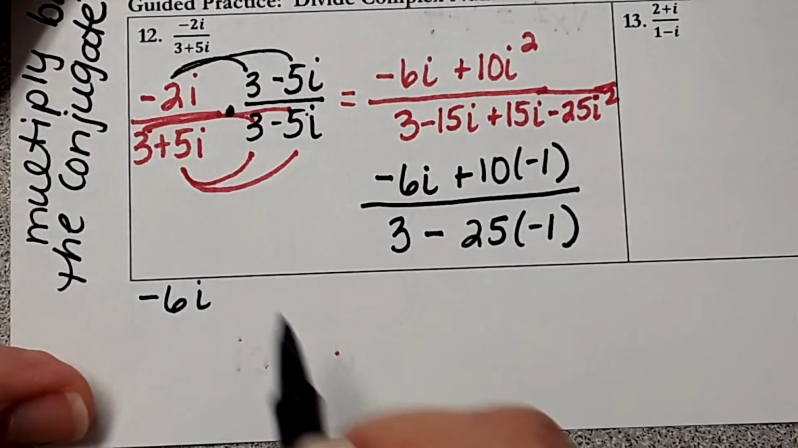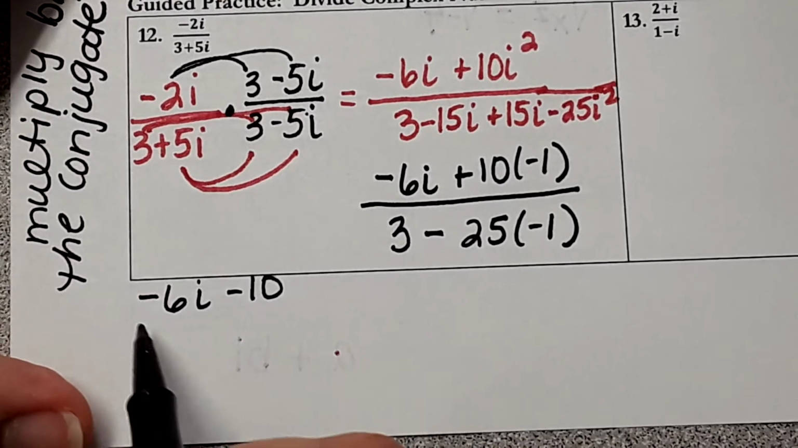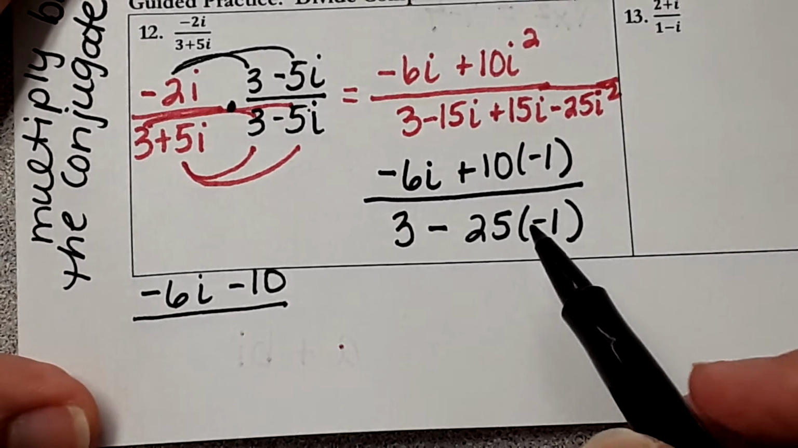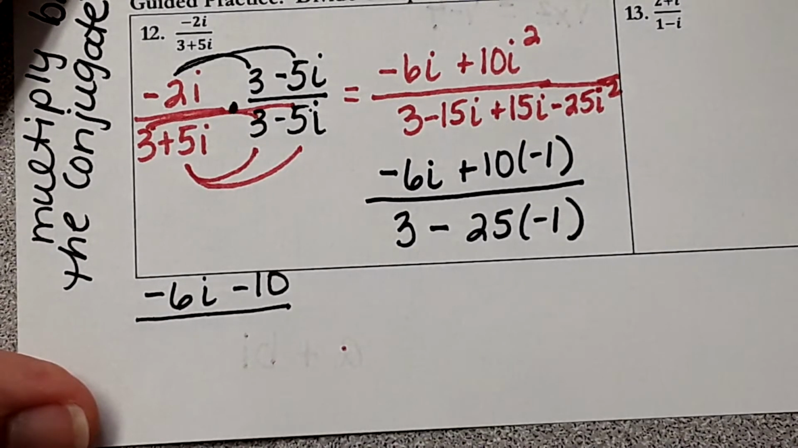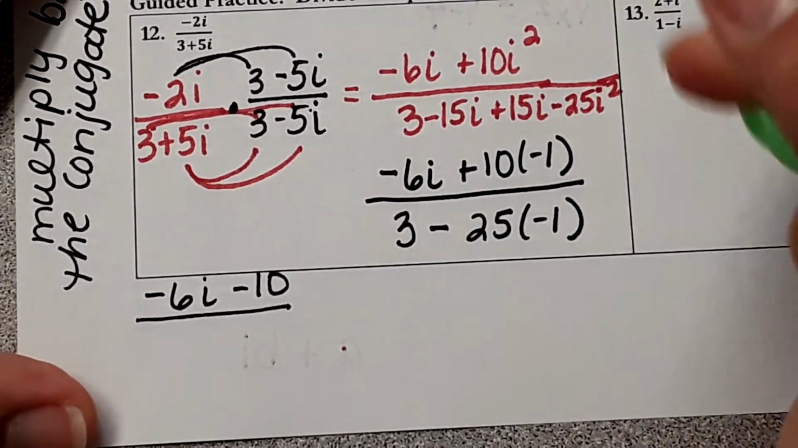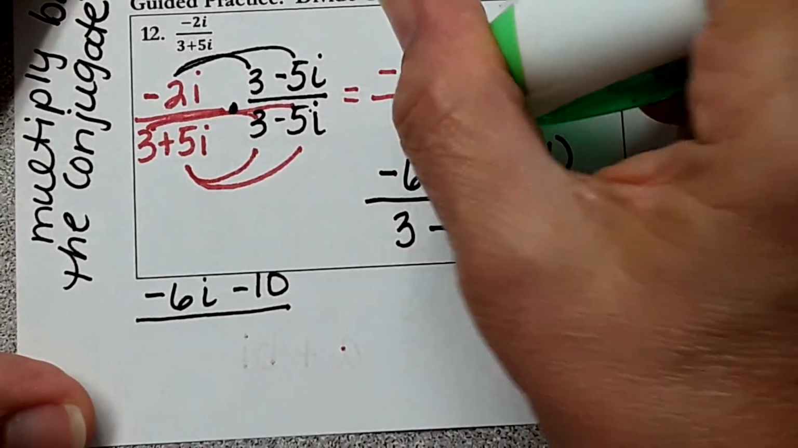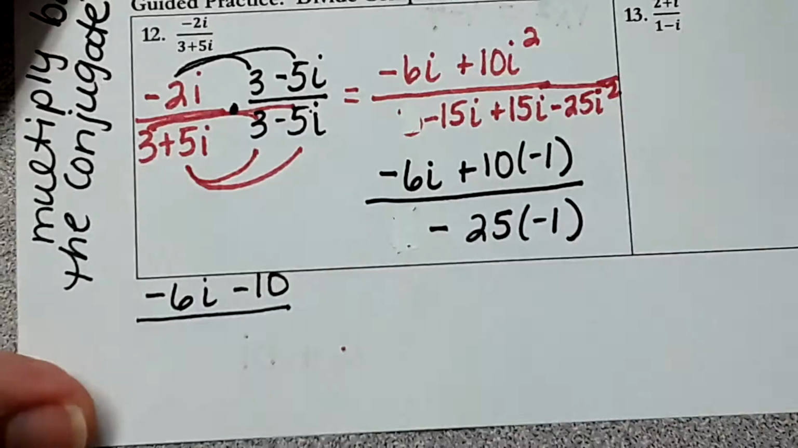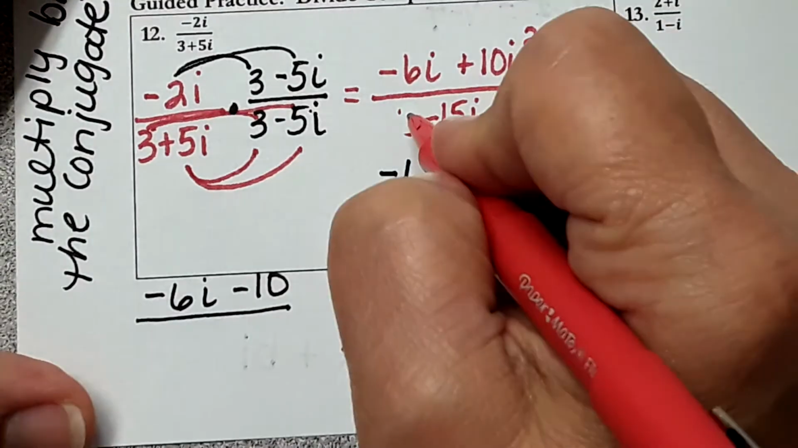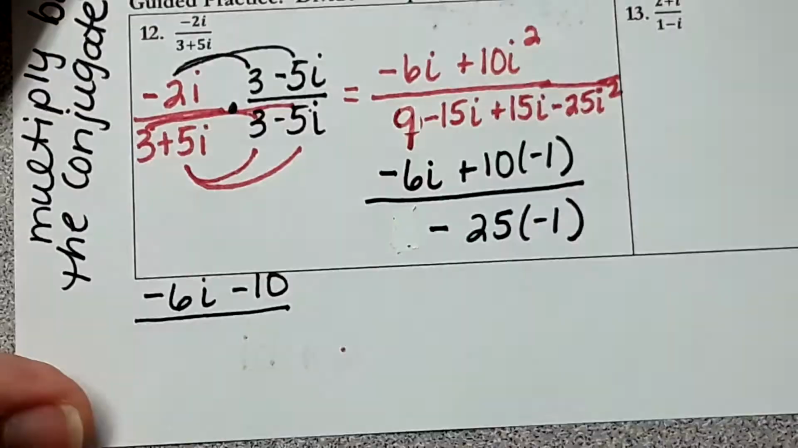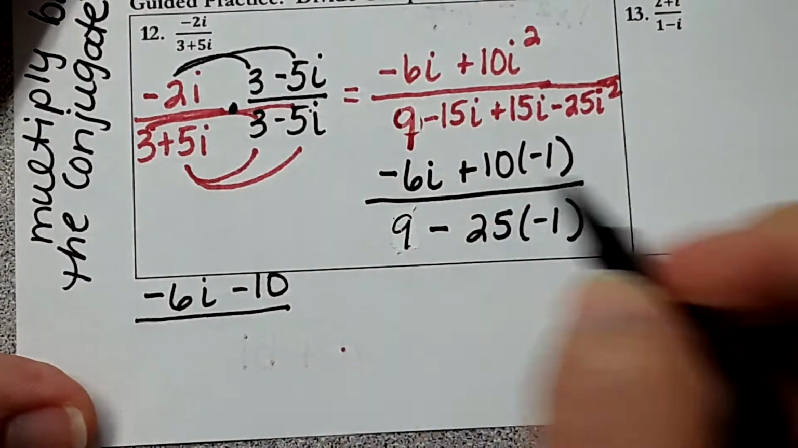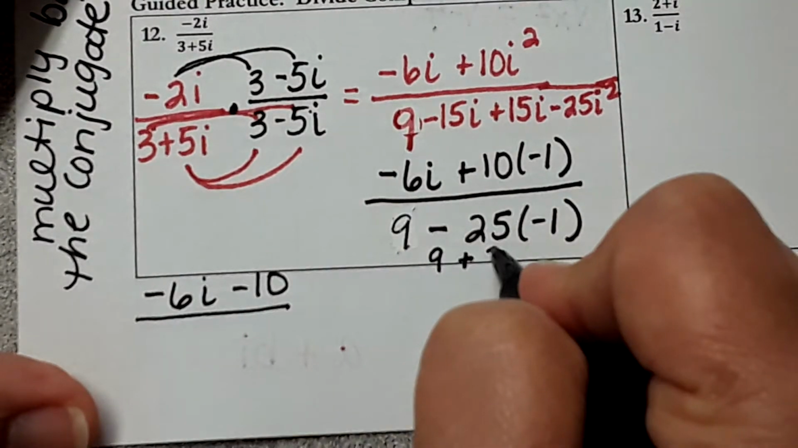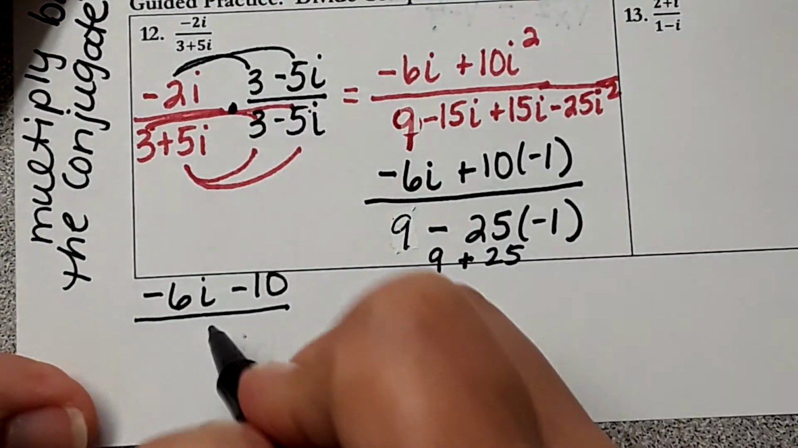Negative 6i minus 10 over. Did you guys notice that I made a mistake? Yes, you do not know what 3 times 3 is. If you were in class, you'd be like, hey, Miss Flurry, 3 times 3 is not 3. Yes, you're right. 3 times 3 is 9. This is 9 right here. So this would become 9 plus 25, which is 34.